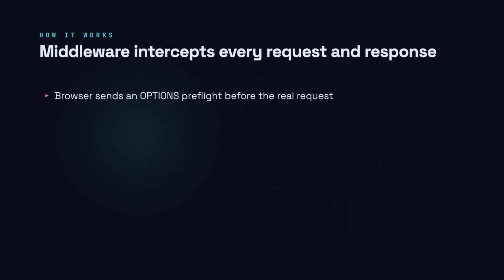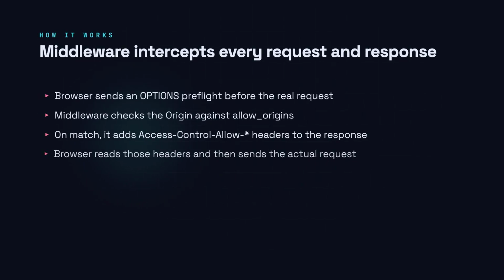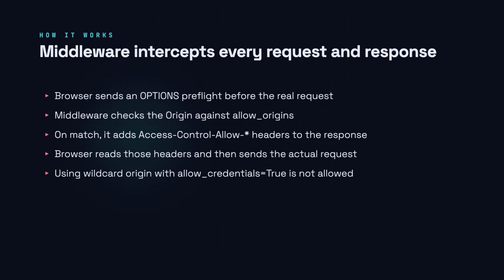For any cross-origin request that uses a non-simple method or custom headers, the browser first sends a preflight OPTIONS request asking for permission. The middleware intercepts that preflight, verifies the origin is in your list, and returns a response with the appropriate access control headers. The browser then sends the real request. One important constraint: if you set allow_credentials to true, you cannot use a wildcard asterisk for allow_origins. You must name each origin explicitly, because browsers enforce this rule for security.